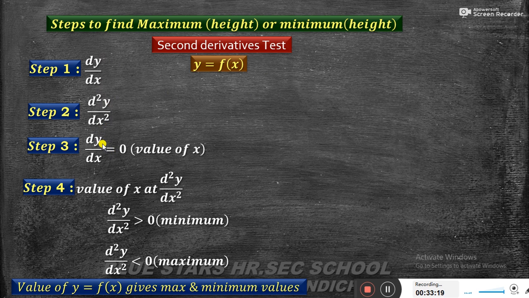The third step, we take dy by dx equal to 0. From this step we find the x values. Those x values we substitute in the second derivative. If the second derivative answer is positive, represented by greater than 0, it is a minimum. If the second derivative answer is negative, represented by less than 0, it is a maximum. Therefore the value of y equals f of x gives the maximum and minimum values.